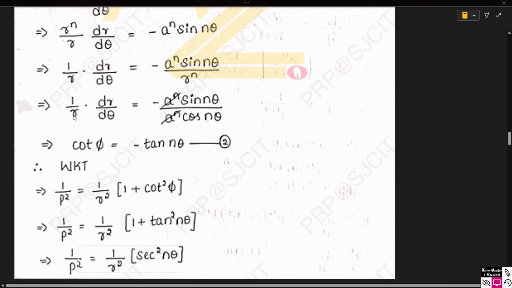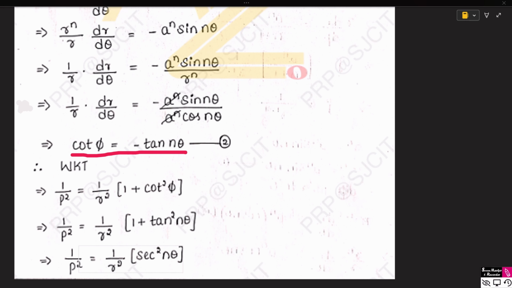And we know that 1 by r dr by d theta is nothing but cot phi. So sin n theta divided by cos n theta is tan n theta. So we get this equation. Mark this equation as equation 2.